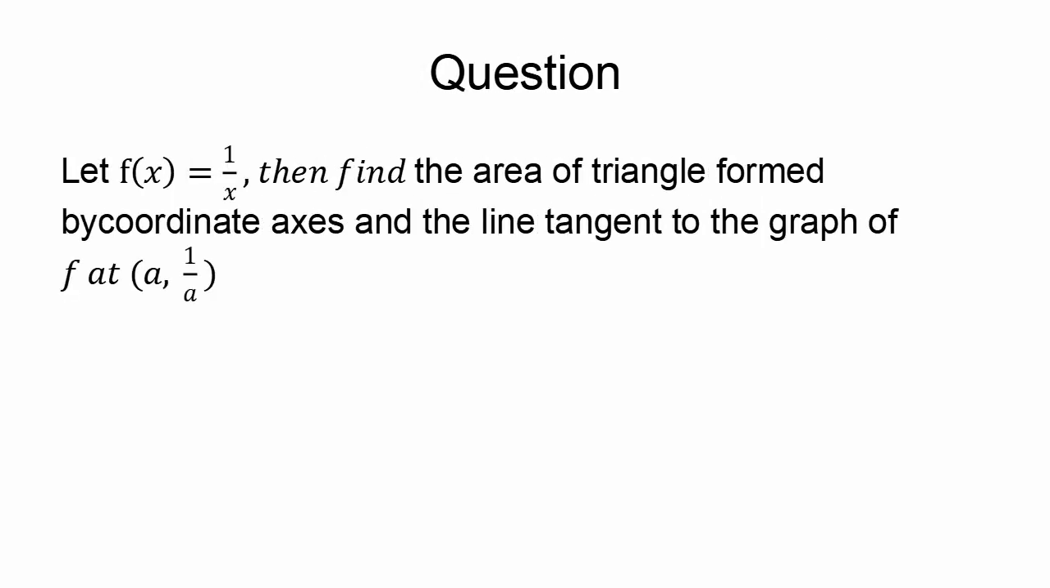Let f of x is equal to 1 over x. Then find the area of the triangle formed by the coordinate axes and the line tangent to the graph of f at (a, 1 over a). Solution.